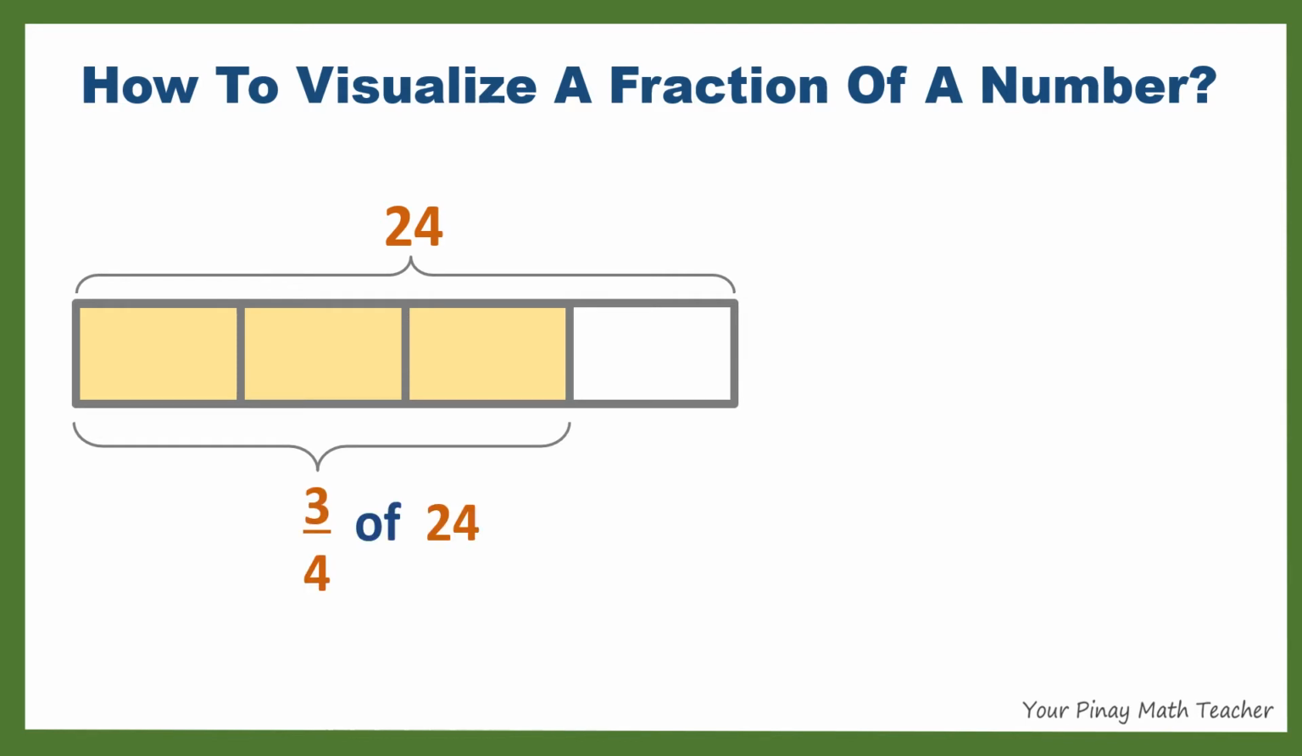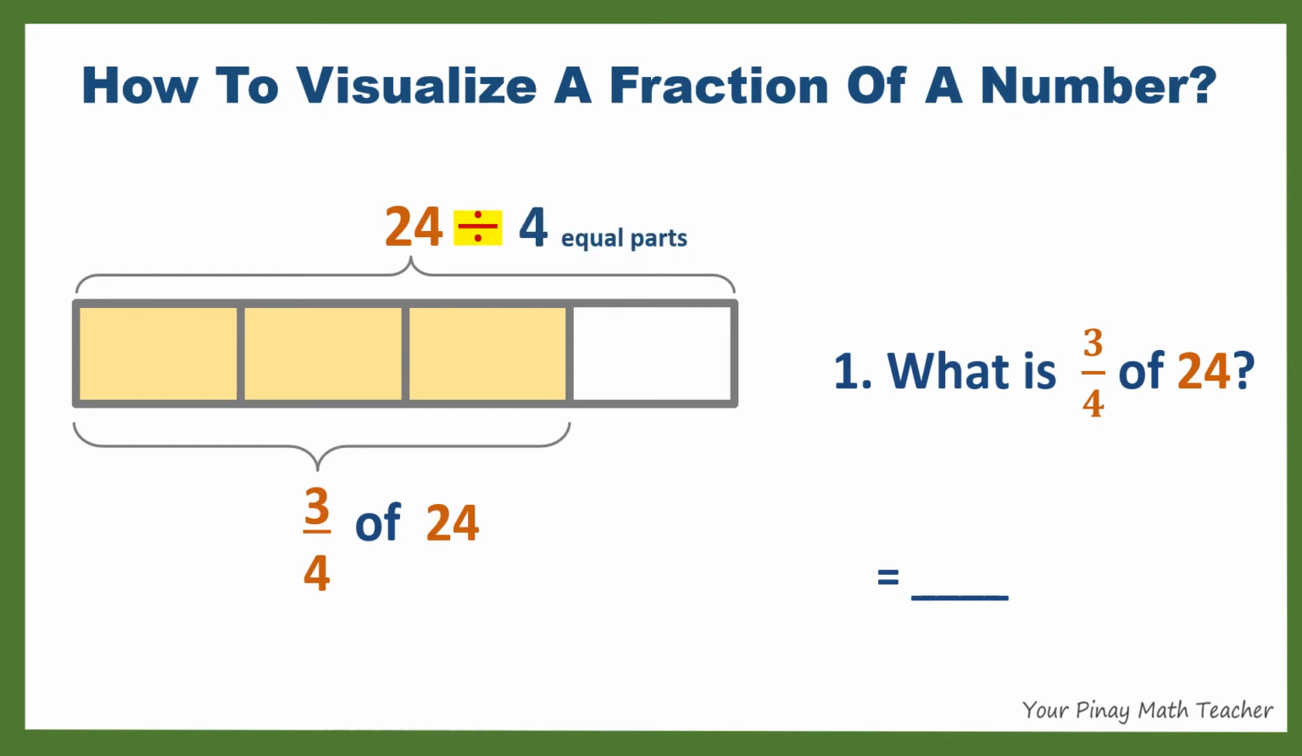If the whole rectangle is 24, then what is 3/4 of 24? Based on the illustration, 24 is equivalent to 4 equal parts, so we can divide 24 by 4. The answer is 6. So each equal part is equivalent to 6. Since we are asked to give 3/4 of 24, we will add 6 three times, or we multiply 6 by 3, which gives us 18.